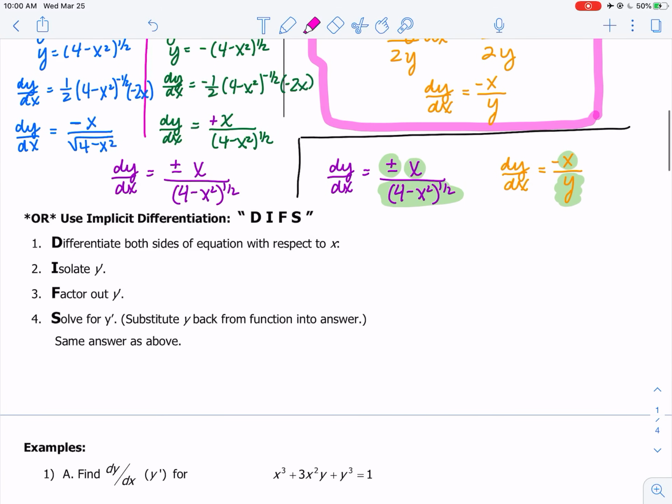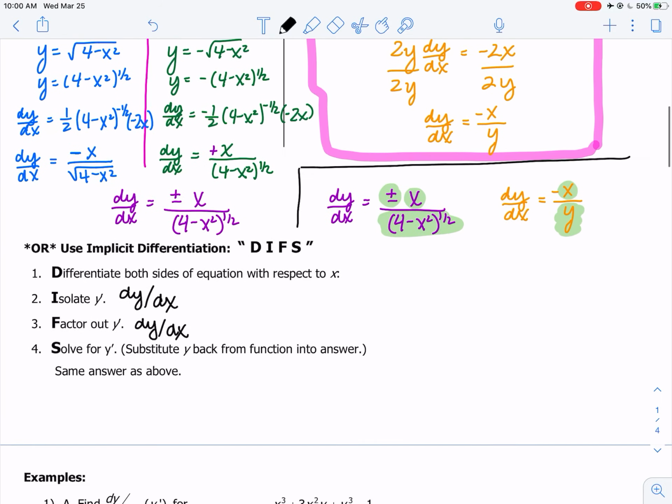When we're looking for implicit differentiation, something to really remember is an abbreviation like DIFFS, right? We're going to differentiate both sides with respect to x. Once we do that, we're going to isolate the y prime, get all your terms with y prime or dy/dx, which is another way of saying y prime, to one side. You're going to factor out your y prime or factor out your dy/dx, and then you're going to solve for y prime. Just be careful, okay? Because you might have to substitute y back from the function to the answer. Not always, though. You can leave it in terms of the two variables.